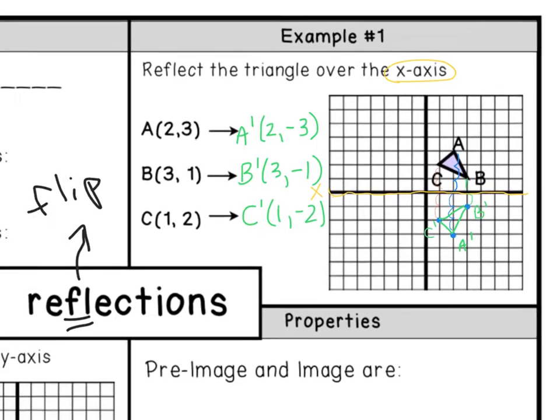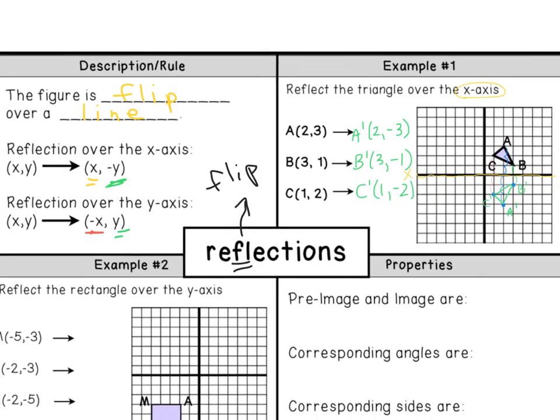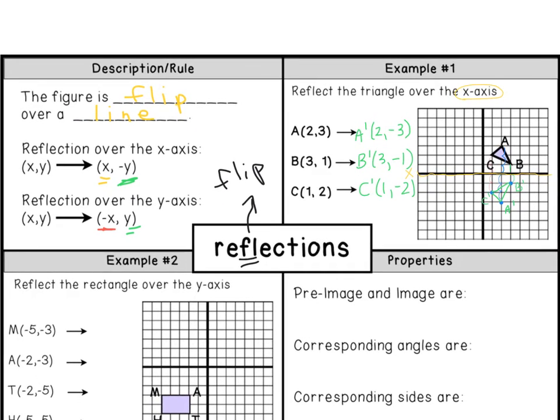Now, let's make a note. We reflected it over the x-axis. The x value should have stayed the same and the y value should become the opposite. So the x values stayed the same and the y values became the opposite. So that's another way to think about it.